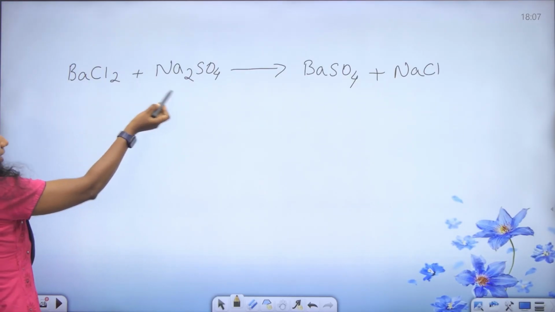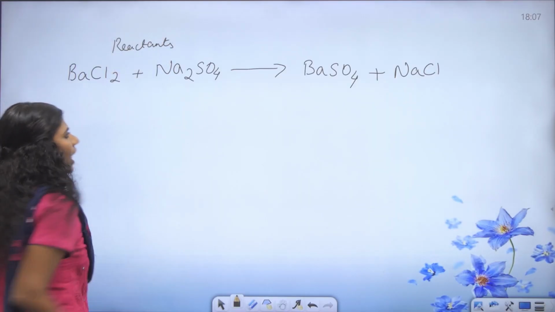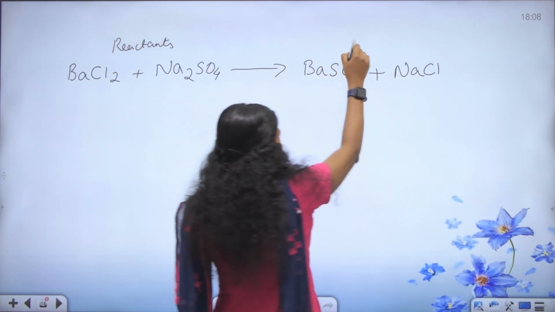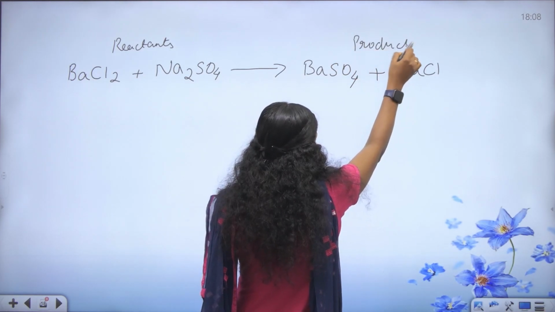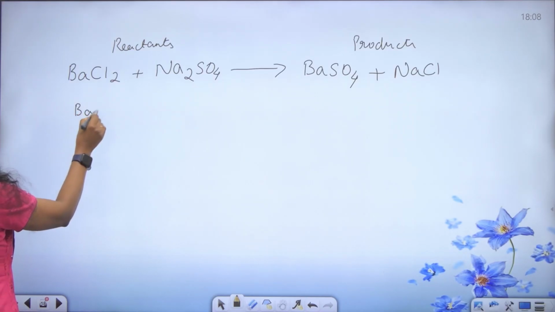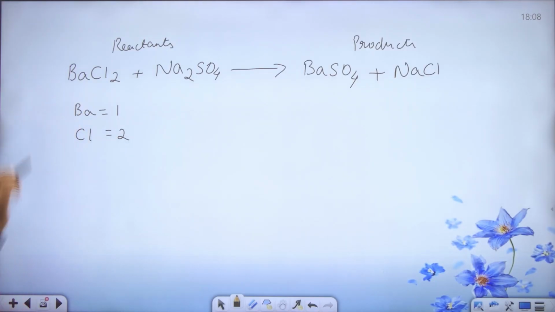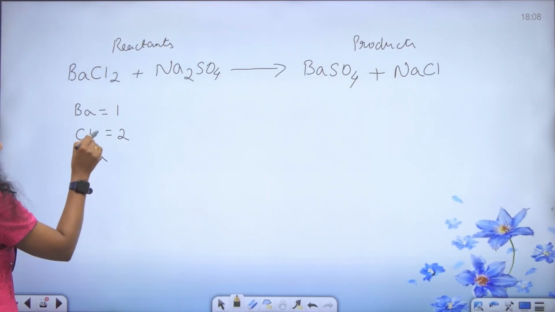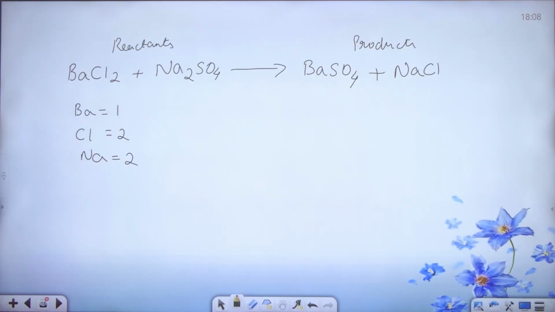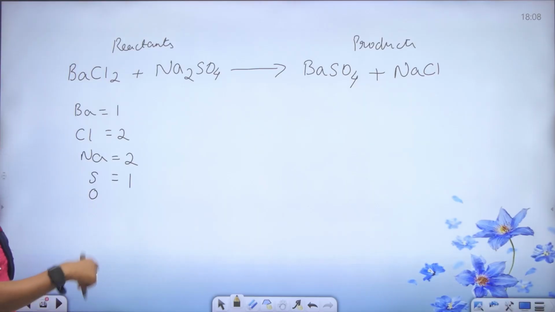Barium chloride and sodium sulfate are reactants, and barium sulfate and sodium chloride are products. The number of barium atoms on the reactant side is only 1. The number of chlorine atoms in BaCl2 is 2. The number of sodium atoms in Na2SO4 is 2, and the number of sulfur atoms is 1. In SO4, the number of oxygen atoms is 4.